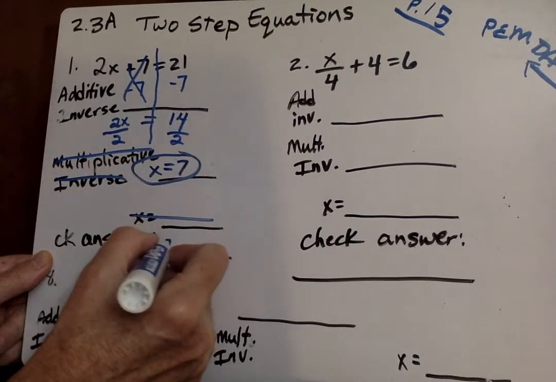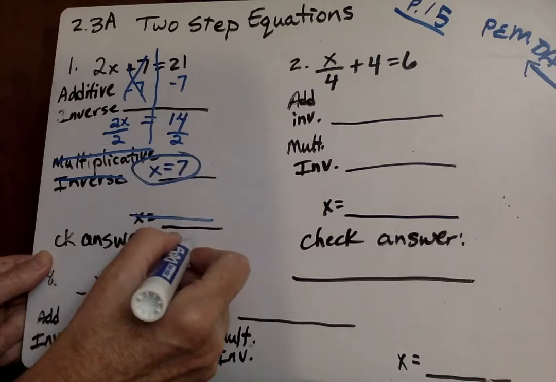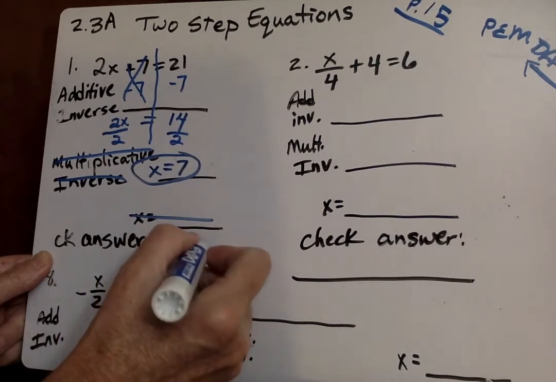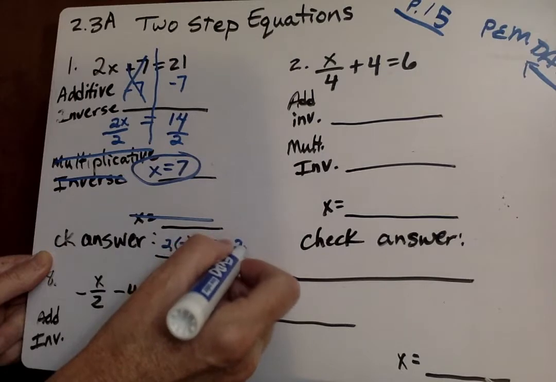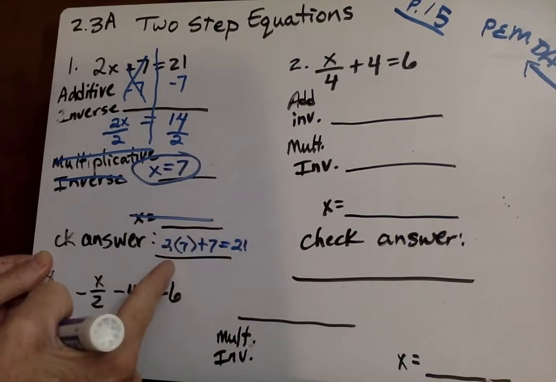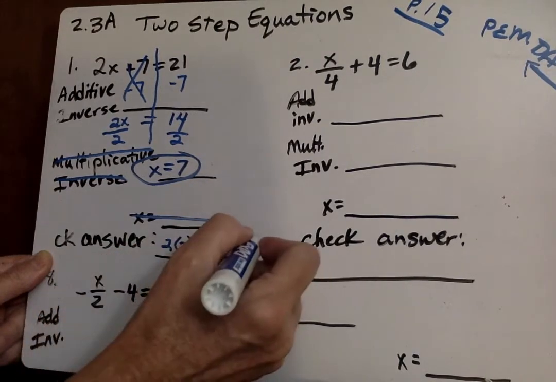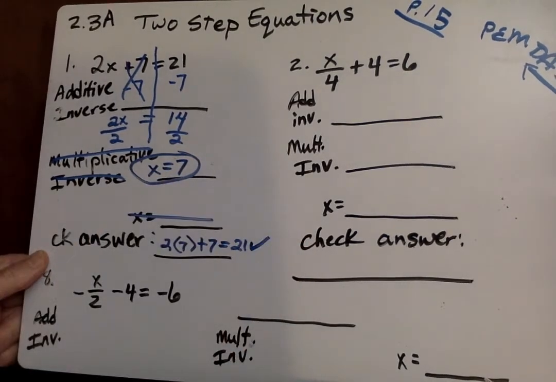If we want to check the answer, we put 7 back in there, and we say, does 2 times 7 plus 7 equal 21? Okay, 2 times 7 is 14 plus 7. Yes, that equals 21, and it checks.